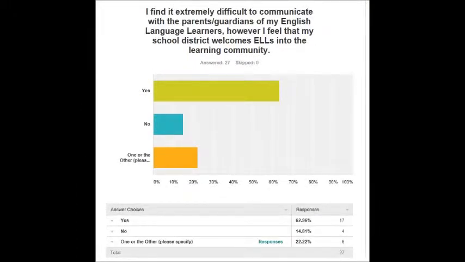Question 10. I find it extremely difficult to communicate with the parents, guardians of my English language learners. However, I feel that my school district welcomes ELLs into the learning community. 17 answered yes, and 4 answered no.